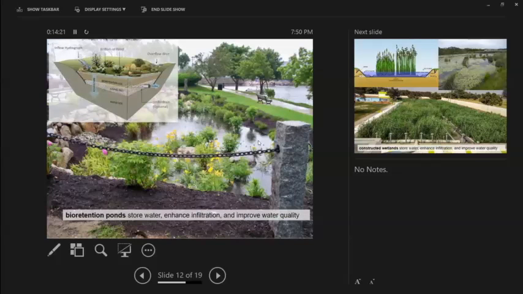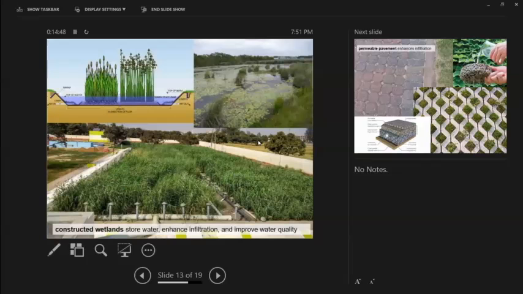Okay, and as I go through these, there are different labels. You can probably guess that these sorts of things just kind of merge into each other. Like here's a bioretention pond. Maybe that's not so different from a rain garden, but it's designed specifically to provide some sort of biological treatment of any pollutants that might be contained in the runoff, in addition to storing and slowing down the water. And constructed wetlands are also useful, also store water, can enhance infiltration and improve water quality. And in fact, these engineered wetlands are sometimes used specifically to treat things like wastewater.